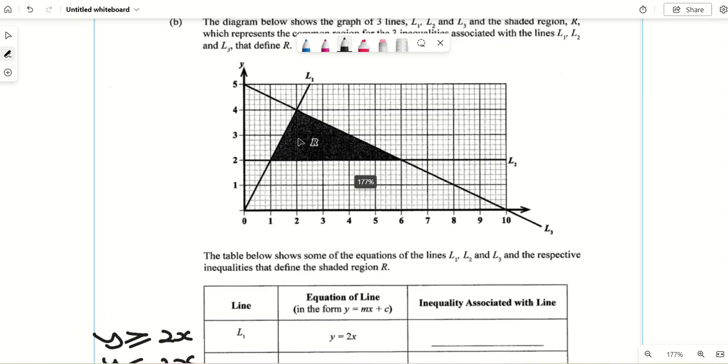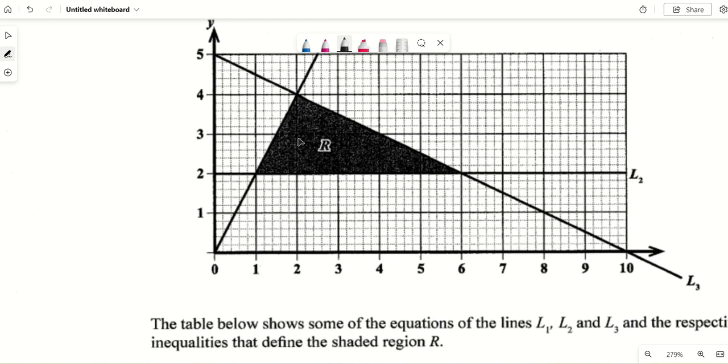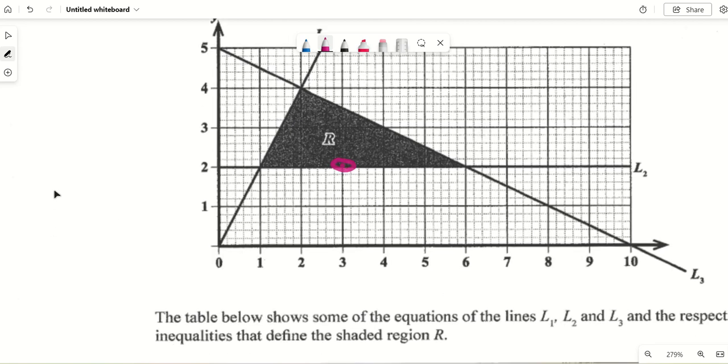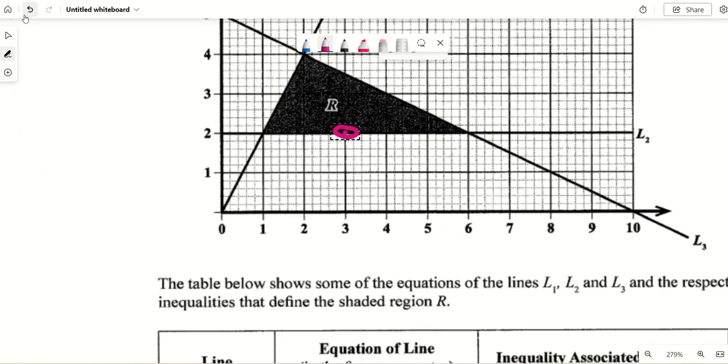So if we were to pick a coordinate that is in this region, let's pick this one right here. I'll use red so you guys can see. This coordinate right here. Y is 3. Hold on. Let me choose the next one. I'll use this one here. X is 3, Y is 2. We see that is in the area that is shaded.